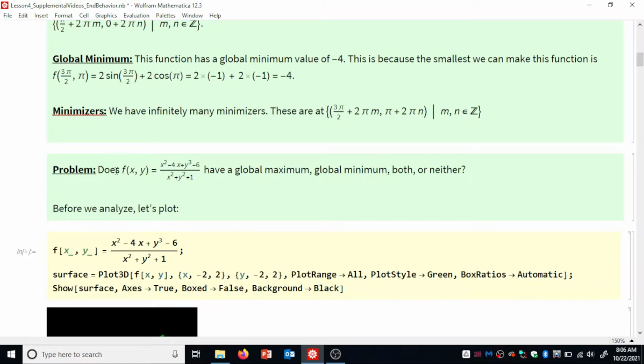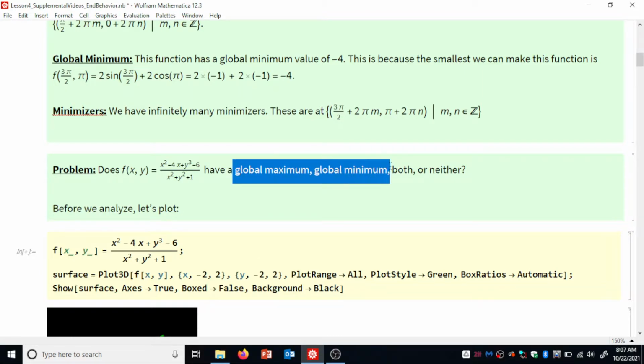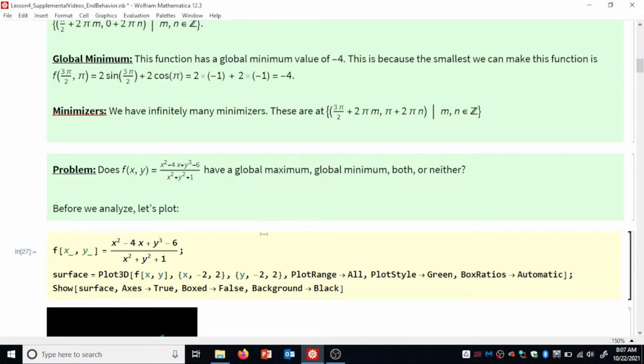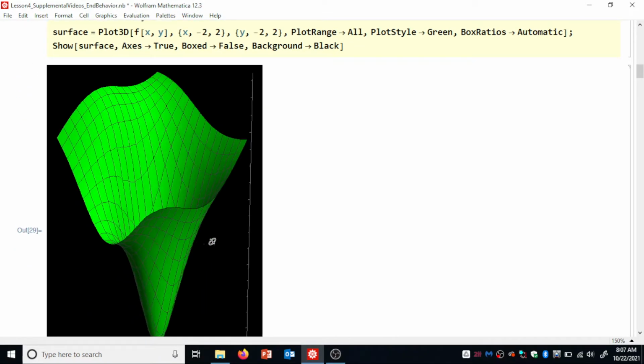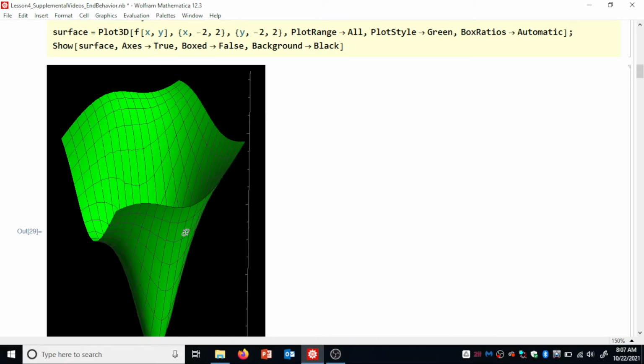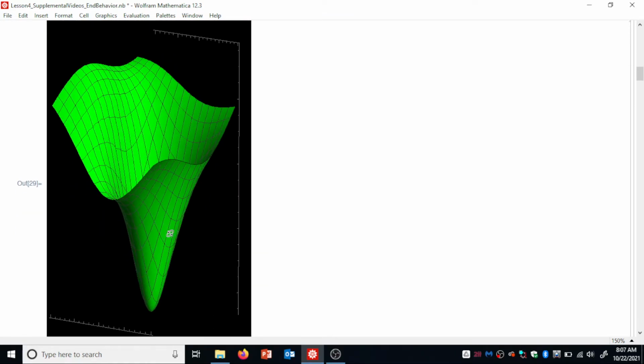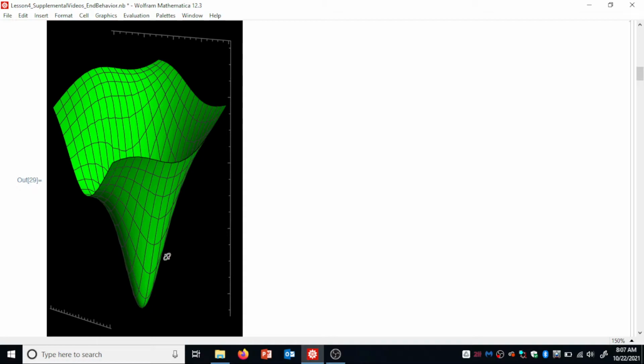So here's another problem, f of x y equals, I don't know, it looks like we have some sort of polynomial equation in the numerator, some sort of polynomial equation in the denominator, and we're trying to figure out, does this function have a global max, a global minimum, both, or neither? Plotting it is a good place to start. When you look at this function in a plot, you might think, oh, it looks like it's going to be a global minimum, just based on what we see in this particular plot.